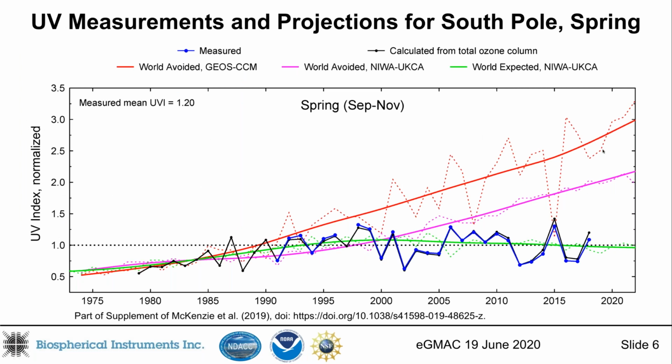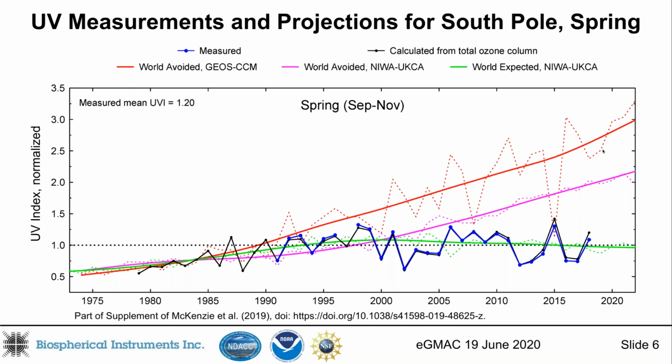Here are normalized UV index data from the South Pole for the spring period. We normalized those data because there were slight offsets between the different data sets, and we're really interested in changes over time and not in offsets here. The blue curve here is the measurement, which, as I said, started in the early 1990s and continued until today. You see quite a bit of variability, which is, of course, because of the ozone hole.